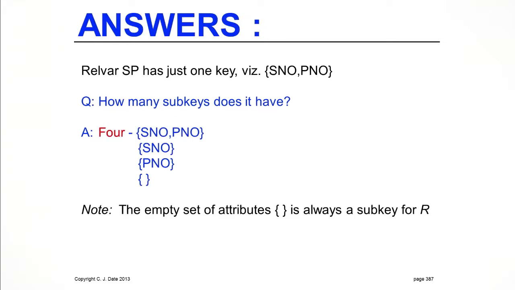Supply number and part number is a key, a subkey. Supply number by itself is a subkey. Part number by itself is a subkey. And don't forget the empty set. Every set has the empty set as a subset. So the empty set of attributes, in fact, the empty set is always a subkey for every possible relvar.